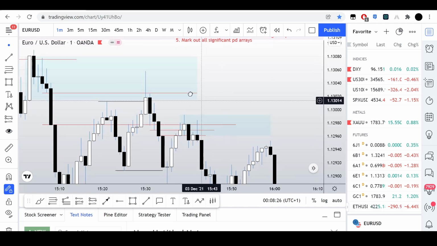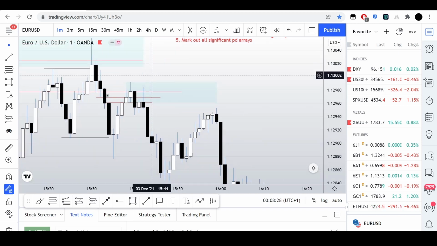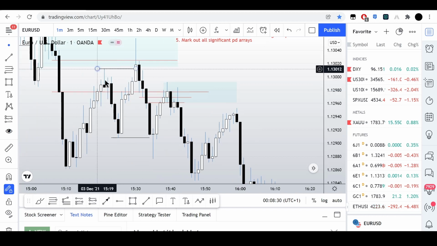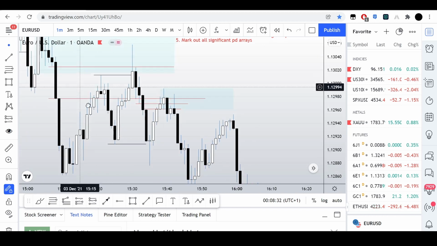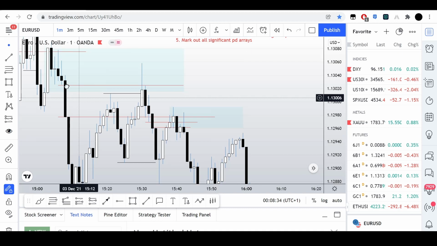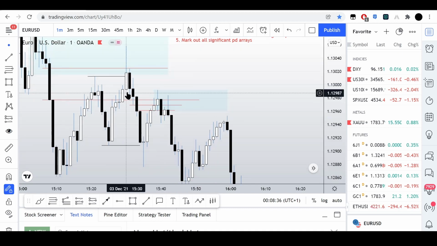Okay, now you see how price is rebalancing. You see how price is respecting these FVGs. You see how price is mitigating. Okay, this is order flow. It doesn't have to come all the way to the order block. Okay, it could just come into this inefficiency, even come into the consequent encroachment of it, and then continue down.